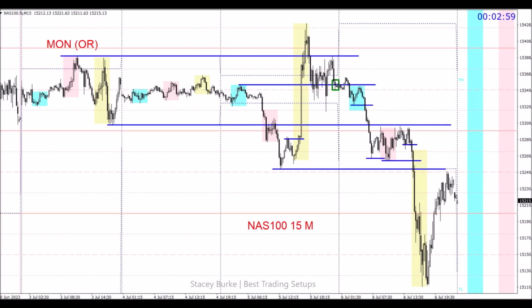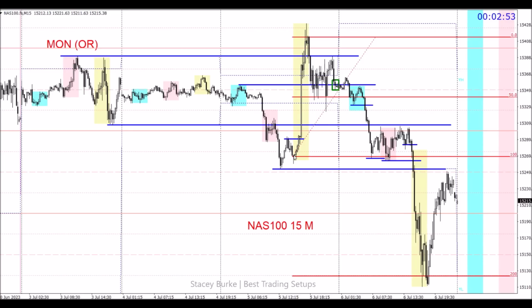a measured move. Now, if we take the low of the U.S. session and the high of the U.S. session body to body, isn't that interesting? We did a full reversal range expansion on the opposite side. A fantastic opportunity for index traders today on the NASDAQ 100.